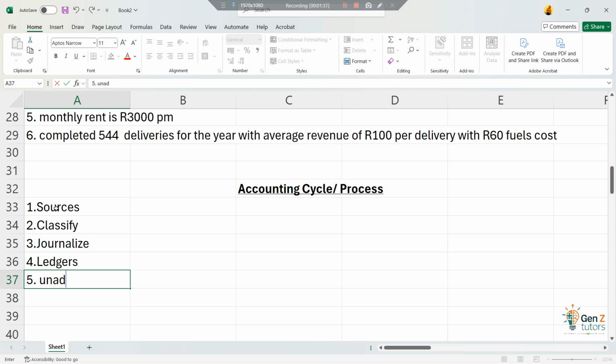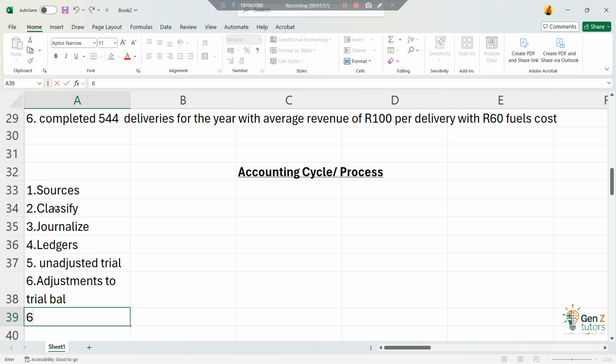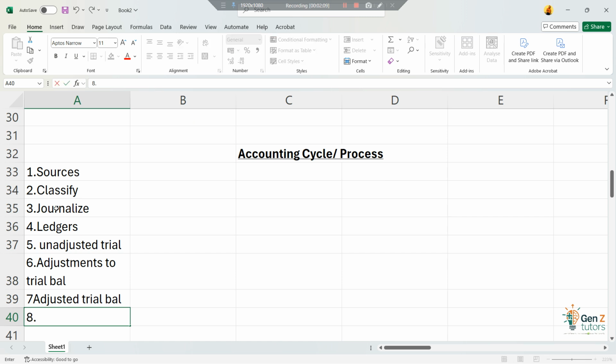You understand, and expenses and stuff like that. Then thirdly, what will you do? You will journalize everything. And then from there, after journalizing everything, you will go and create your ledgers. Then after doing your ledgers, you do the trial balance, which is going to be the unadjusted trial balance. Then from there you will continue to do your adjustments to the trial balance.